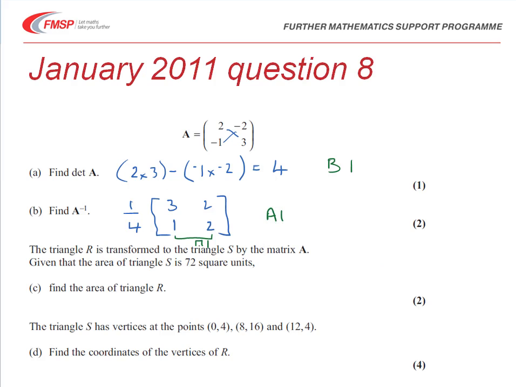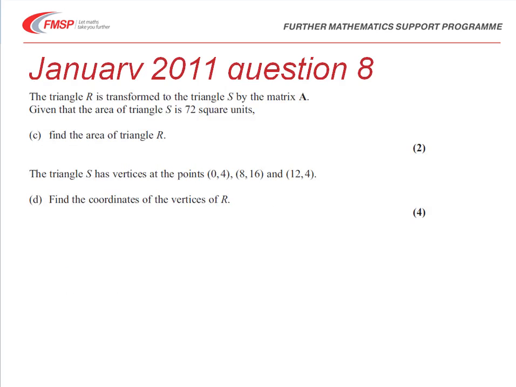Okay, going on to that then, we'll look at the second part of the question on the next page, where there's a little bit more room. Part C of this question is referring to this situation where we've actually taken a triangle, an unnamed triangle, and transformed it to a new triangle by using matrix A. So we've gone from R and we've produced S by multiplication by the matrix A. And we're told that the area of S is 72 square units.